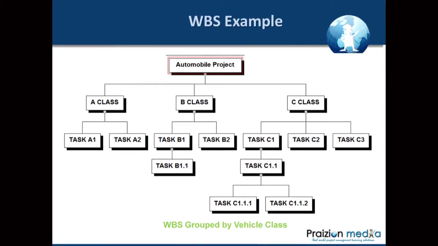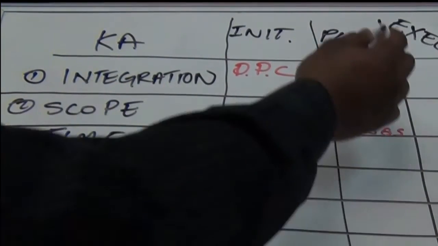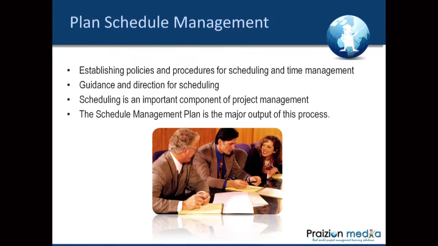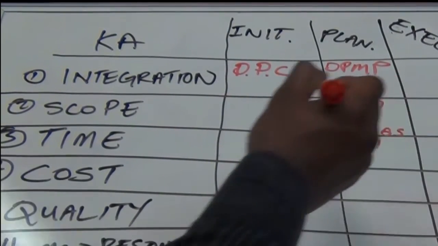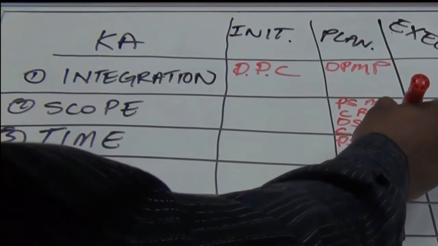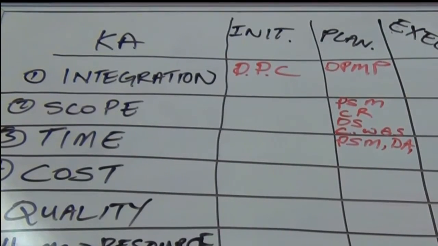Moving into the next knowledge area, but within planning, we refer to this as time management. And the first thing we do is put together a schedule management plan. We call that process plan schedule management. The next process here is called define activities. This is where we identify the tasks, which are the smaller levels of work that need to be done. This is where we identify the tasks to be done on the project.